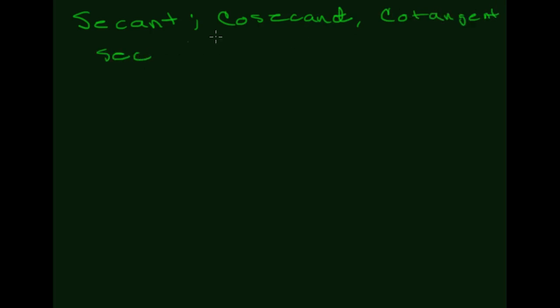We're going to introduce three trig functions. One called the secant, one that is called the cosecant, and one that is called the cotangent. These are abbreviated SEC, CSC, and COT. Okay, so these are the reciprocal functions.